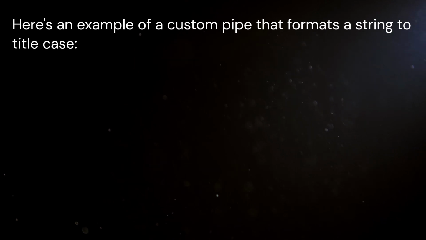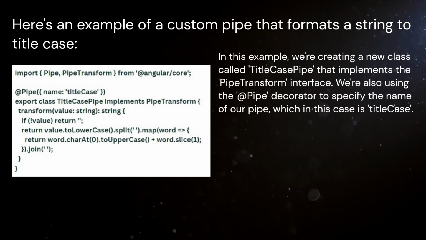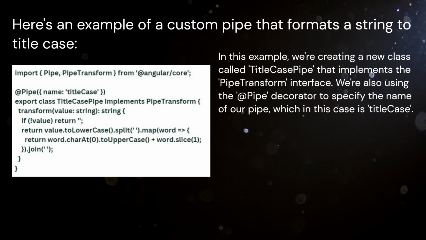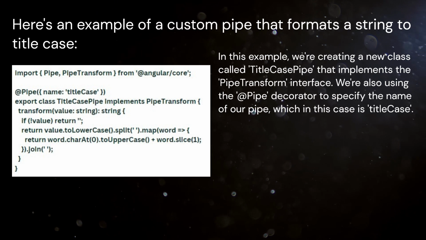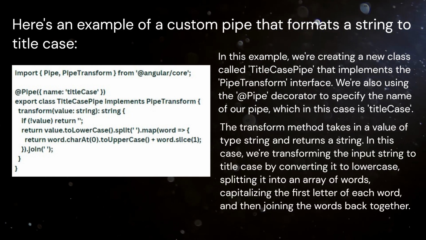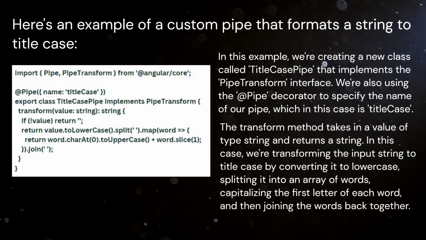Here is an example of a custom pipe that formats a string to title case. In this example, we are creating a new class called TitleCasePipe that implements the PipeTransform interface. We are also using the @Pipe decorator to specify the name of our pipe, which in this case is titleCase. The transform method takes in a value of type string and returns a string.